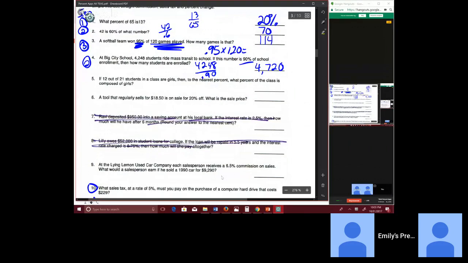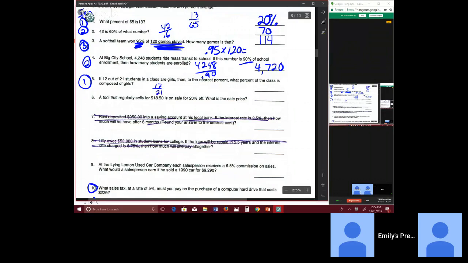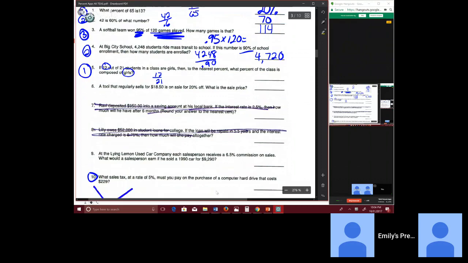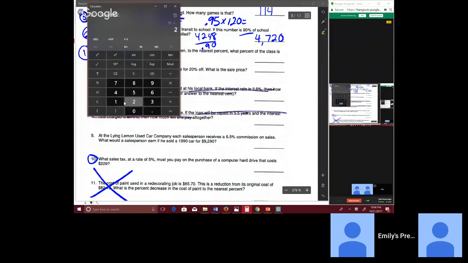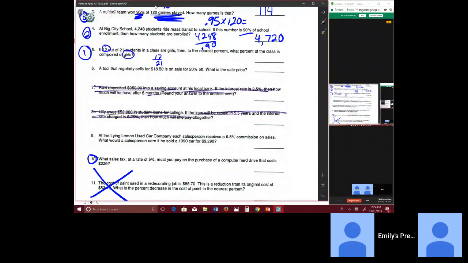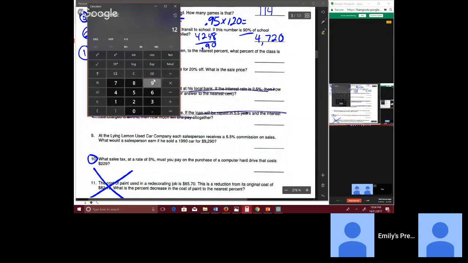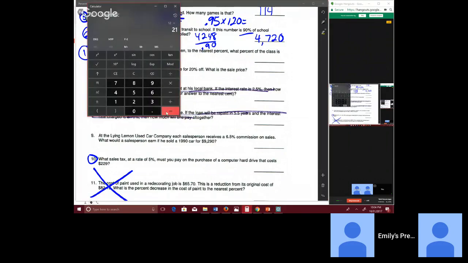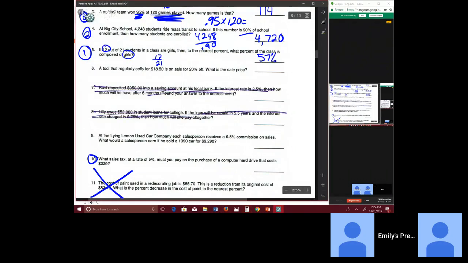Number 5 says if 12 out of 21 students are girls, then what percent of the class is girls? So that's a scenario 1. This one happens to be written where the same number that they gave you as the part is also what they're looking for, but always be careful because it's very easy for them to ask you what percentage is boys instead of girls. 12 out of 21, my bad, hold on. 12 out of 21 is 57% should be your answer.